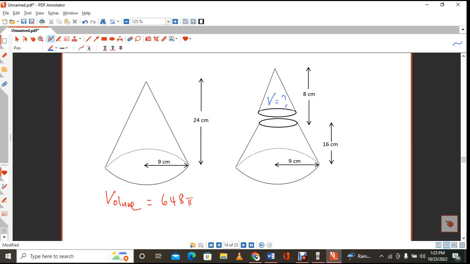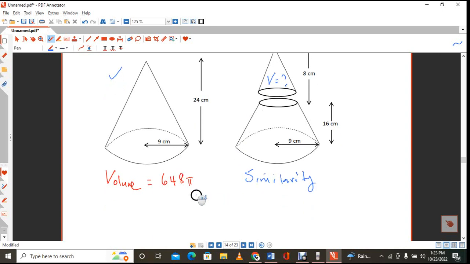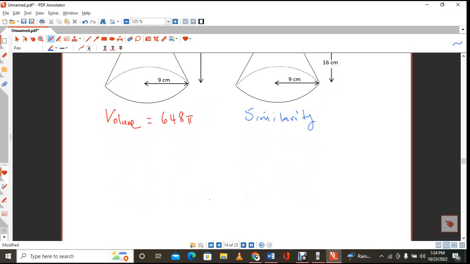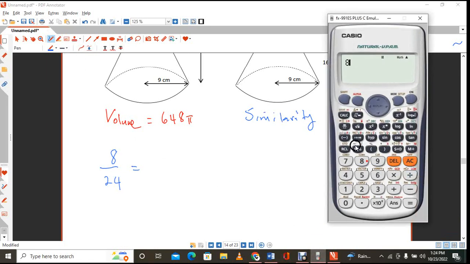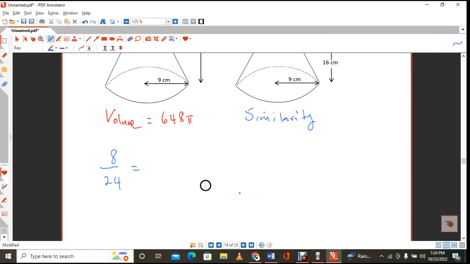So what is it that we need to do? We have to use similarity, because this cone and that one on top are similar. That's a smaller version of that. So let's compare the given sides. The short one has a height of 8 and the other one has a height of 24. This is going to give me my constant to work with. Let me simplify this so you can see. 8 over 24 gives you a third.